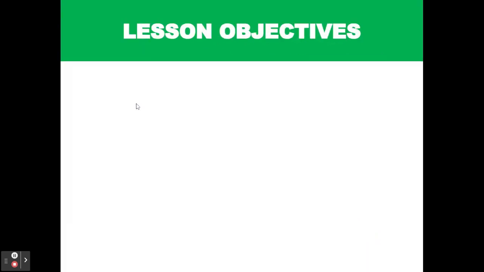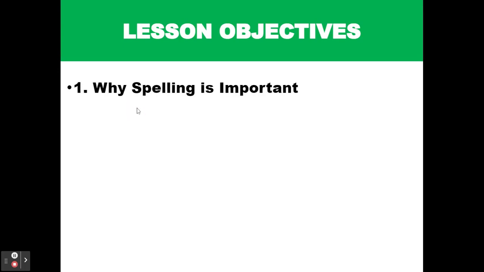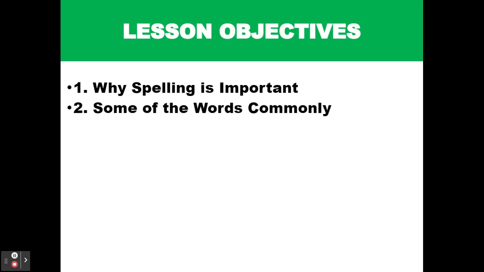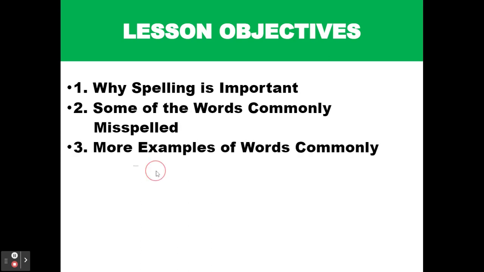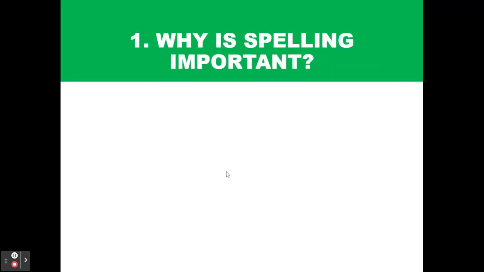First, a quick look at the lesson objectives. 1. Why spelling is important. 2. Some of the words commonly misspelled. 3. More examples of words commonly misspelled. Now let's begin with the first item, which gives us a basic question. Why is spelling important?